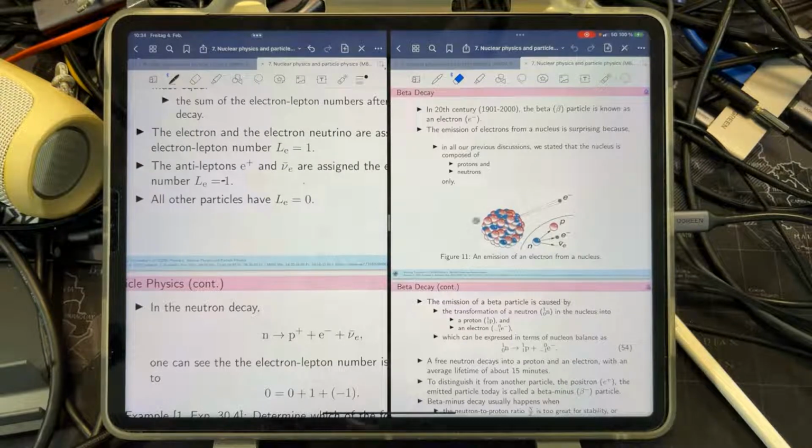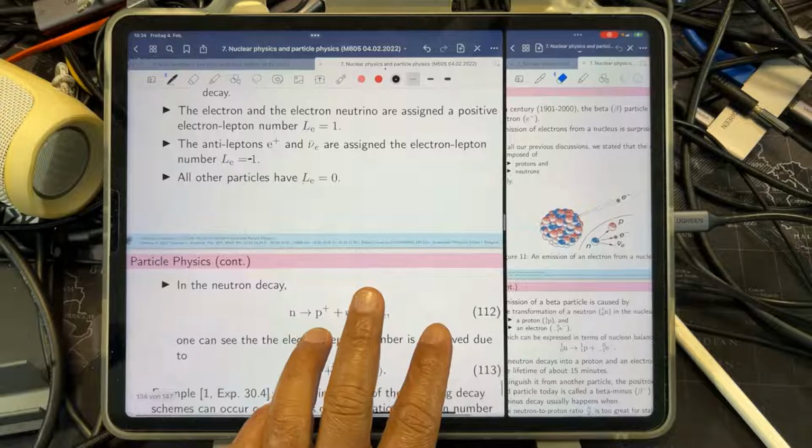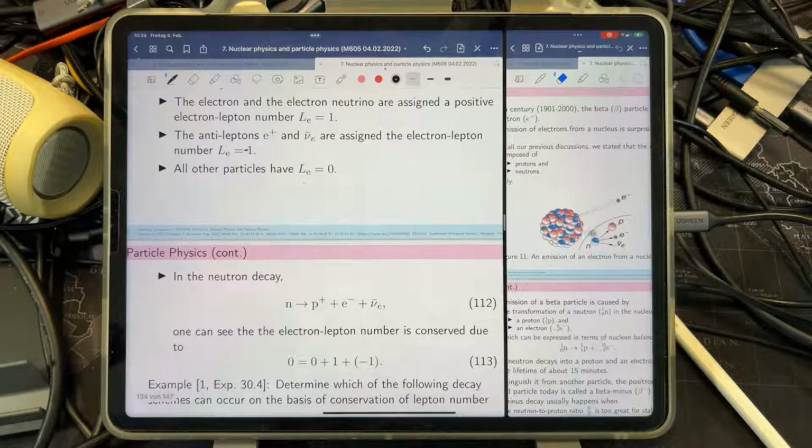When the nucleus has too many neutrons, or the nucleus is neutron rich, okay, neutron rich, we are going to consider this one in beta decay. In beta decay, you will see that N, the neutron, is decomposed into a proton, right? This one, and an electron, right? And an electron antineutrino, right? This one.